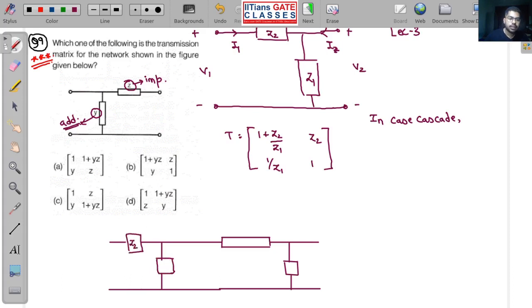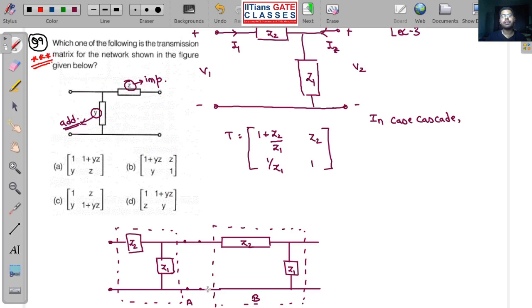Let me assume this is Z2, this is Z1, this is Z2, this is Z1, and this whole circuit is denoted by A, and this network is denoted by B. So what you can see, A and B, they are connected in cascade. Okay. So now if somehow we can calculate the T parameters of network A and T parameters of network B, if we just multiply, we are going to get the equivalent T parameters.